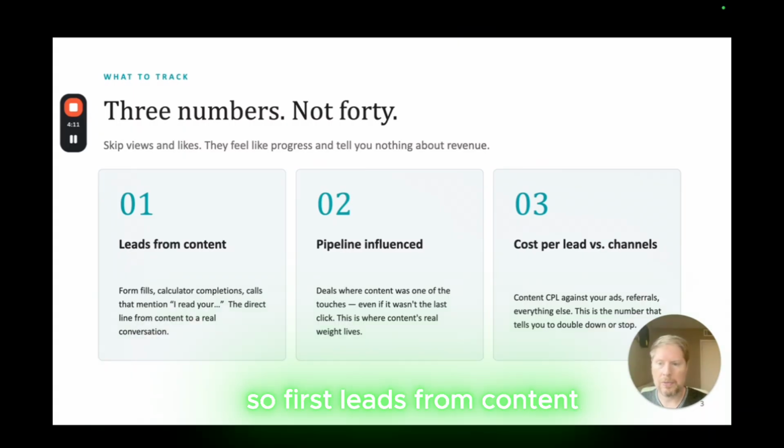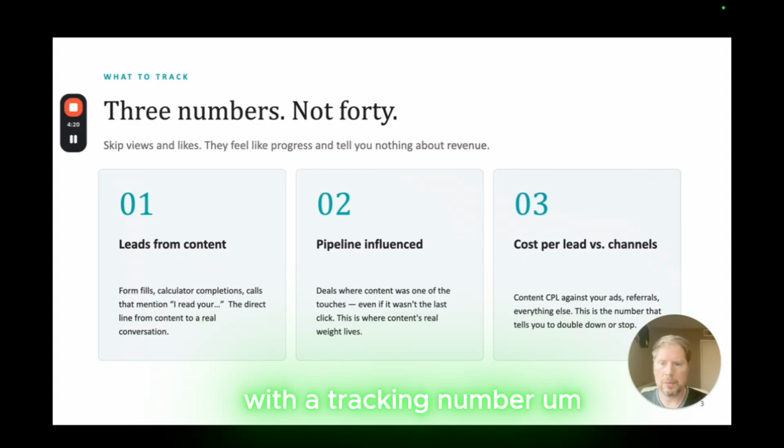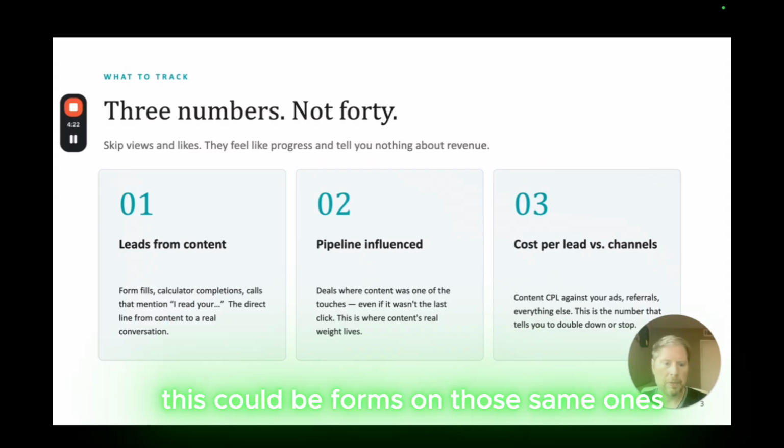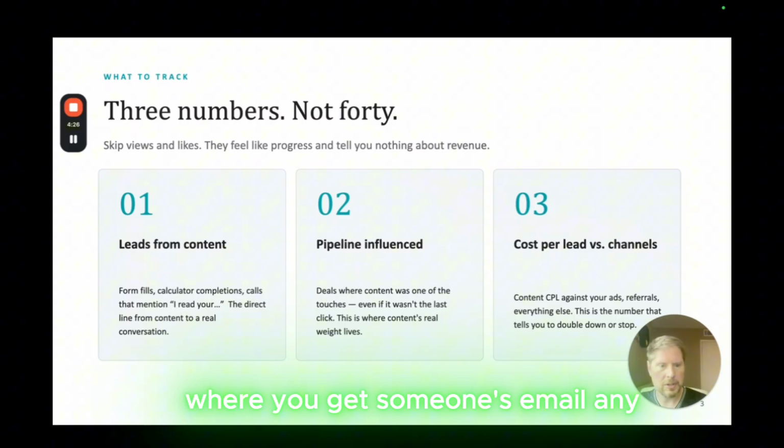So first, leads from content. These are going to be calls that you can actually track on a piece of content with a tracking number. This could be forms on those same pages. These could be something like a calculator completion where you get someone's email.